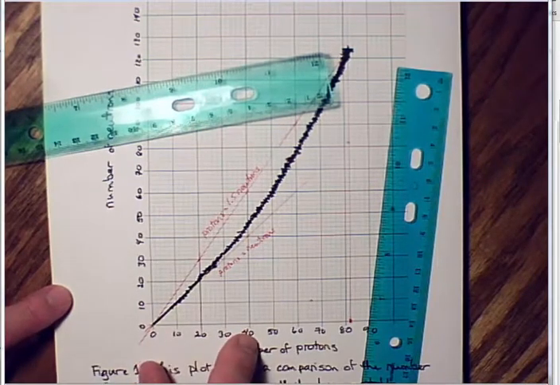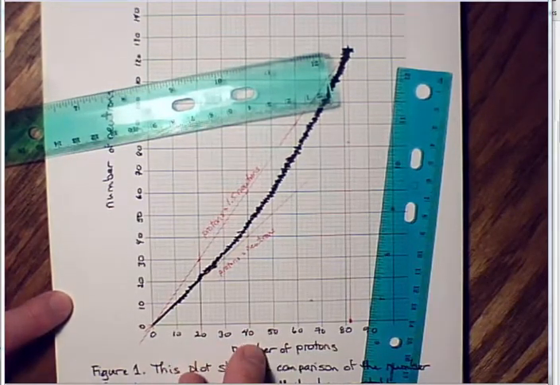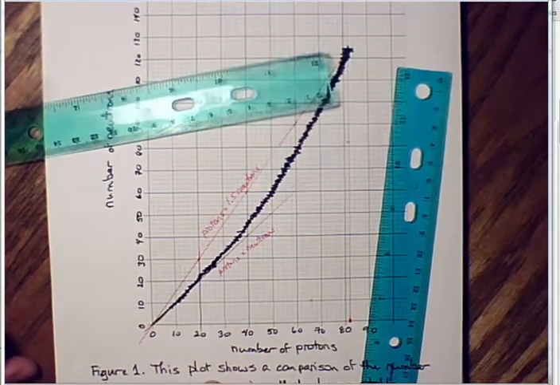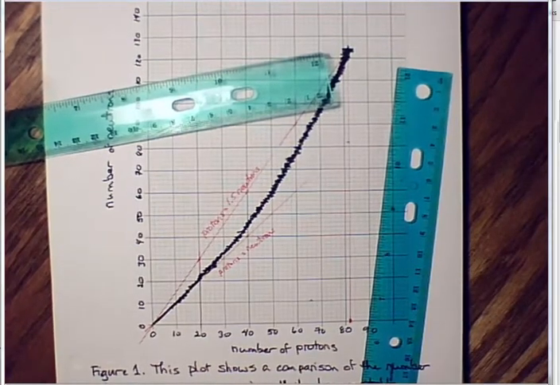All right, based on this band of stability, let's look at tin, the element, mass number 110. Is it going to be stable or unstable? Tin 110. Stable or unstable?